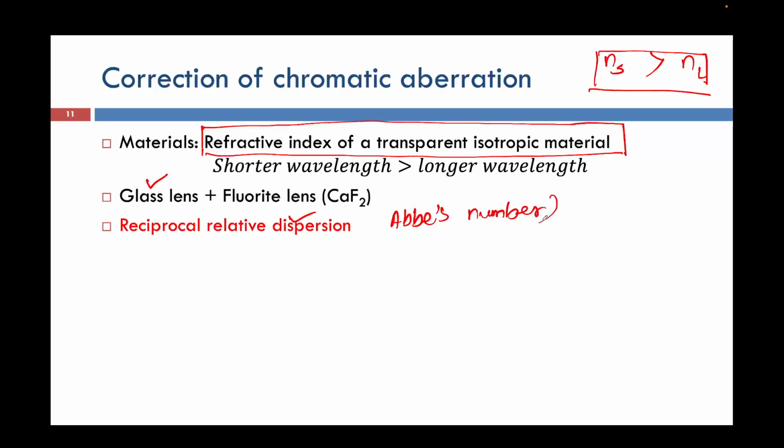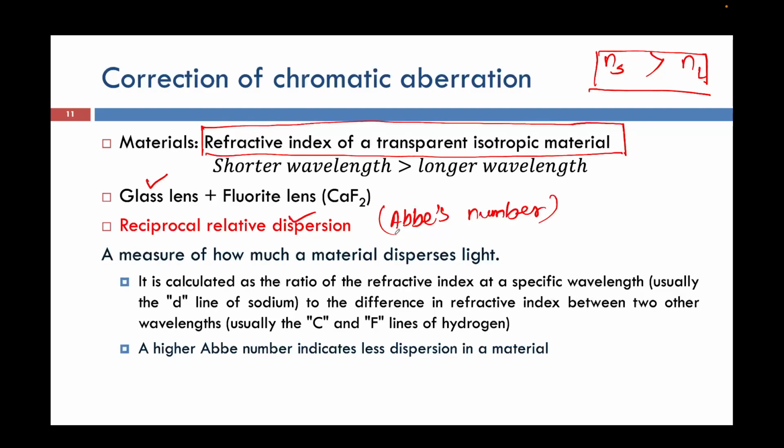We all remember Abbe, as he gave the criterion for image formation in the last class: at least two images from the object have to be superimposed and recombined in the image plane so that the image will be formed, right? Similarly, this reciprocal relative dispersion is the Abbe number. What does it say? It is a measure of how much a material disperses light. Let's say this is a glass lens, and if I shine white light on it, how much dispersion does it produce?